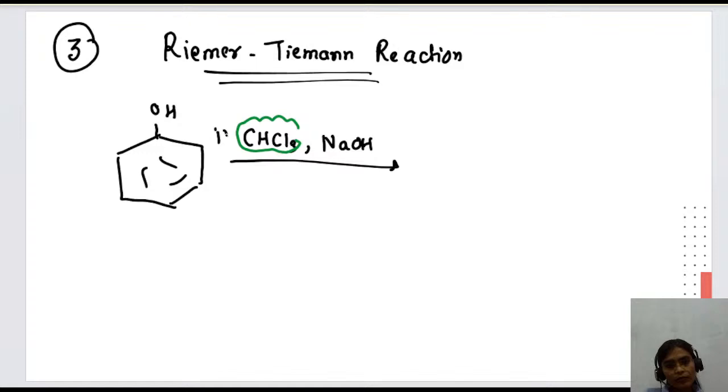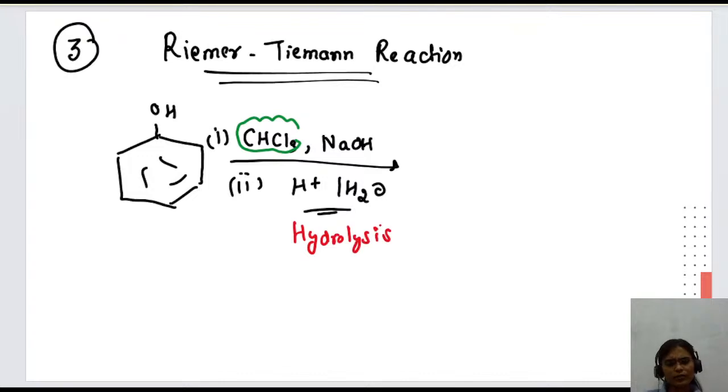This is reagent number one, and reagent number two is some acid like the previous one. What is the purpose of this? It is nothing but the hydrolysis step. So what do we get as a product in this case? The OH will remain the same.